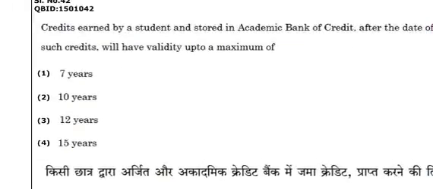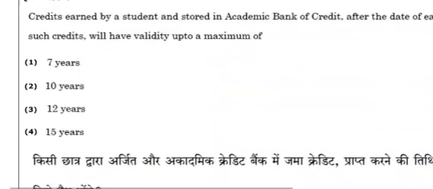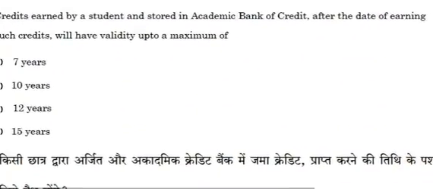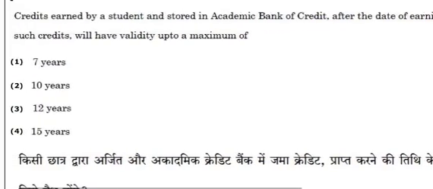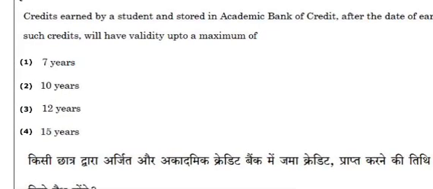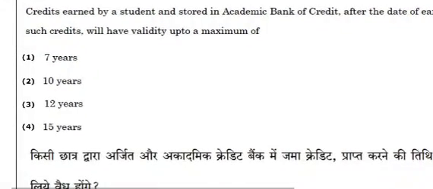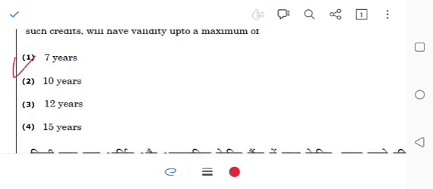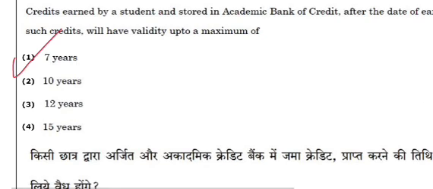Next, 42. Credits earned by a student and stored in the Academic Bank of Credit, after the date of earning, such credits will have validity up to a maximum of what? 7, 10, 12, 15. The 42 correct answer will be 7 years. Up to 7 years it will be valid.